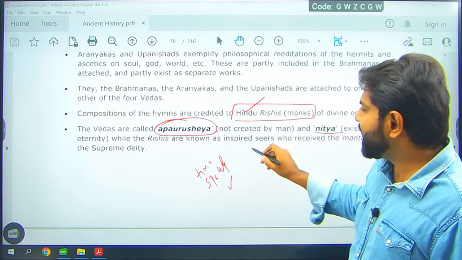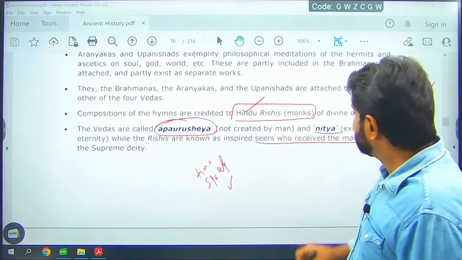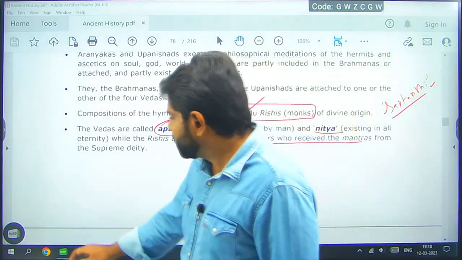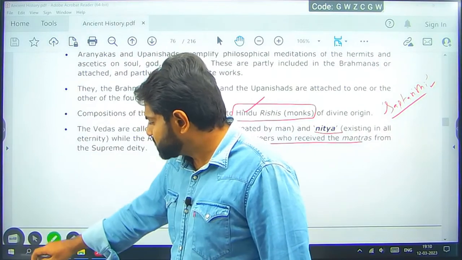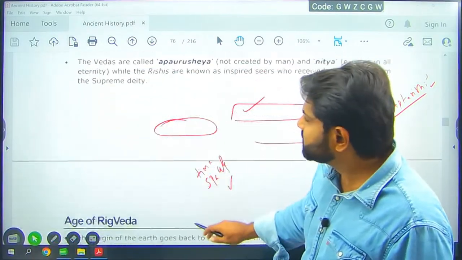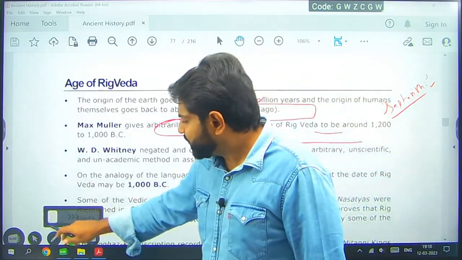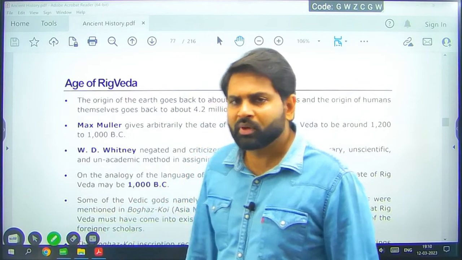The rishis are known as inspired seers who received the mantras from the supreme deity. So it was said that the Vedas were received by those rishis who were living as hermits in the forest, and they received them from the supreme deities. They did tapas, right? From tapas they attained these Vedas for humankind.